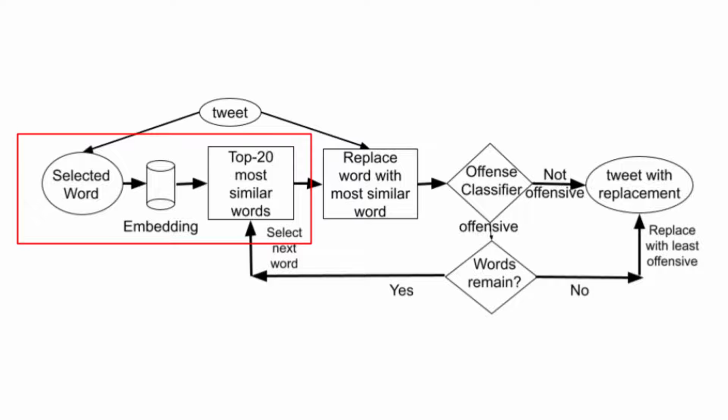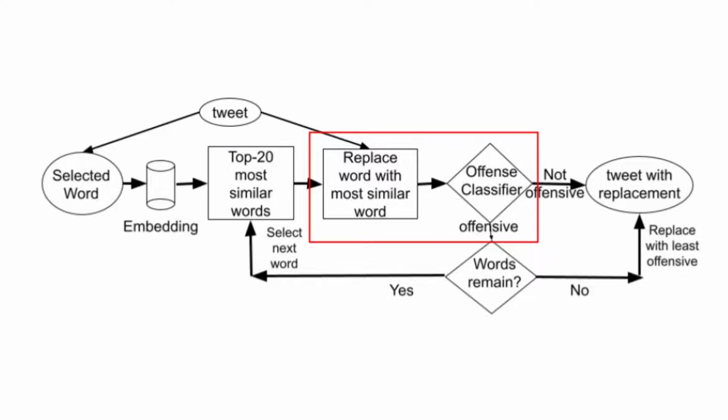First, a list of the 20 most similar words is obtained from an embedding space. Next, we replace the selected word with its most similar word and check this against the surrogate classifier. If the text is found non-offensive, then the word is chosen. Otherwise, the process continues with the next most similar word. If none of the most similar words cause the surrogate classifier to misclassify, then we choose the replacement word which causes the highest drop in classification probability.